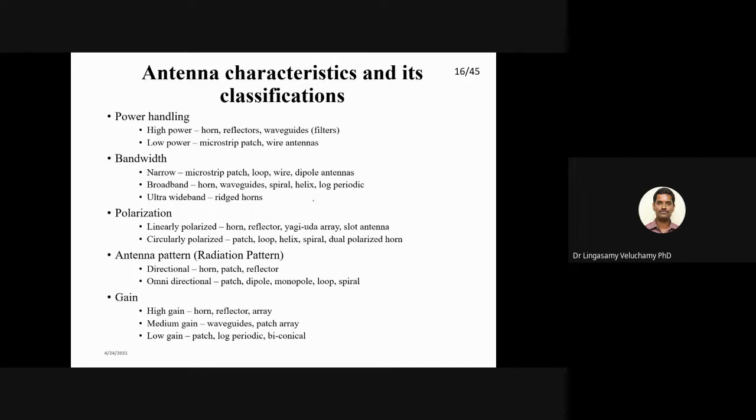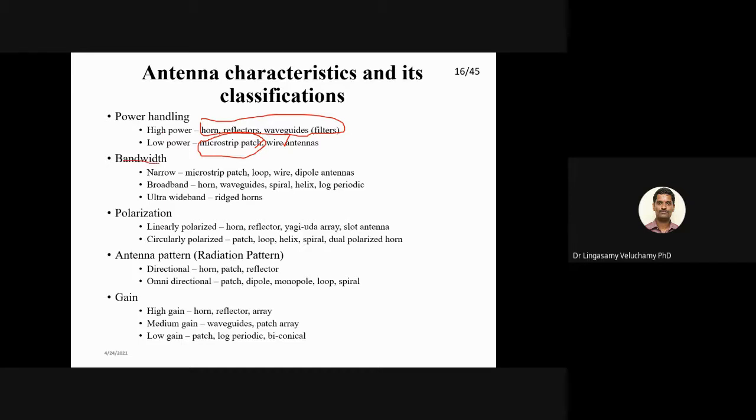The first characteristic we are going to discuss is power handling. We have to decide which application we are targeting, whether it is a high power application or a low power application. If it is a high power application, you have to design horn antennas, waveguides, arrays and reflectors. You should not use a microstrip patch, which is a low power, low gain antenna. So based on these characteristics, we have to point to the right applications.